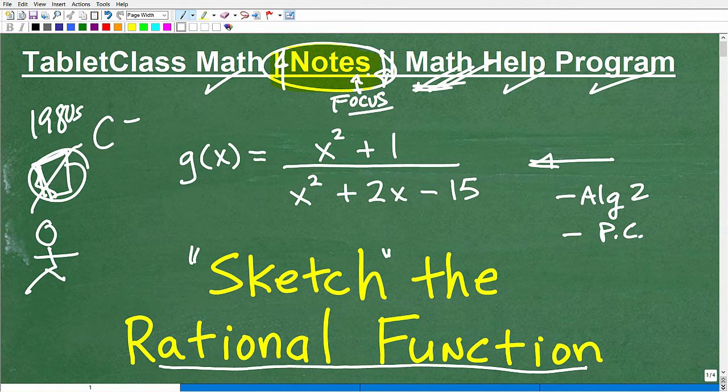And the best way to do that is to remain in an activity that's going to keep you on the straight and narrow. And that is note taking.